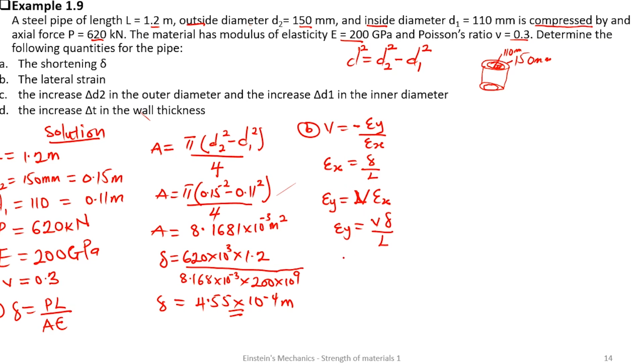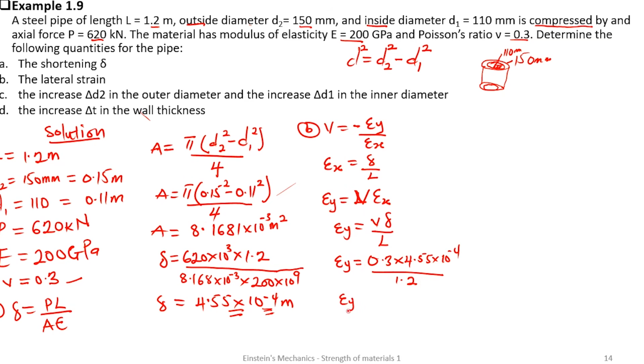Very good. So the lateral strain is equal to, what is the V? 0.3. 0.3 multiplying, what is the elongation or the shortening? We've just calculated for it, 4 points. So you see, if this one is wrong, we're going to get something wrong. Over the length, which is 1.2.